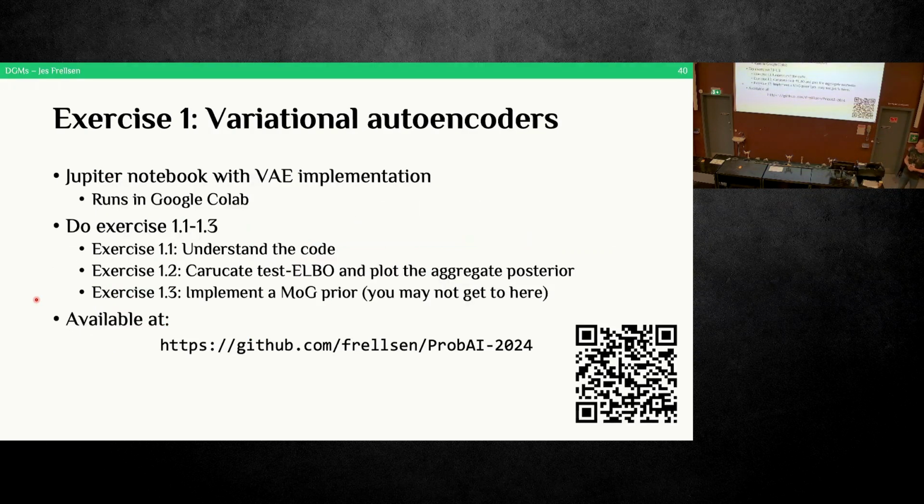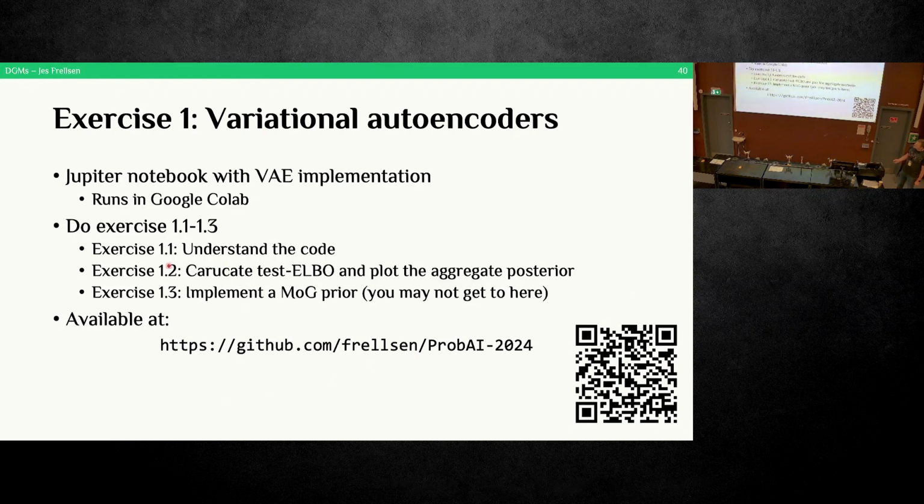So we're going to take half an hour now where you work on this first exercise about variational autoencoders. There's a Jupyter notebook. There's a link here where I put it on GitHub, but you can also find it on the ProbAI course page, where there's a link that will take you directly to a version in Colab. So it runs on Google Colab, but you can also run the Jupyter notebook locally.